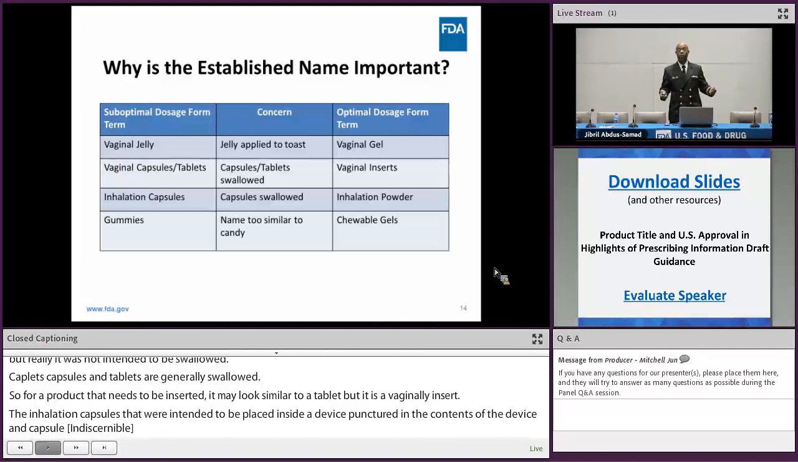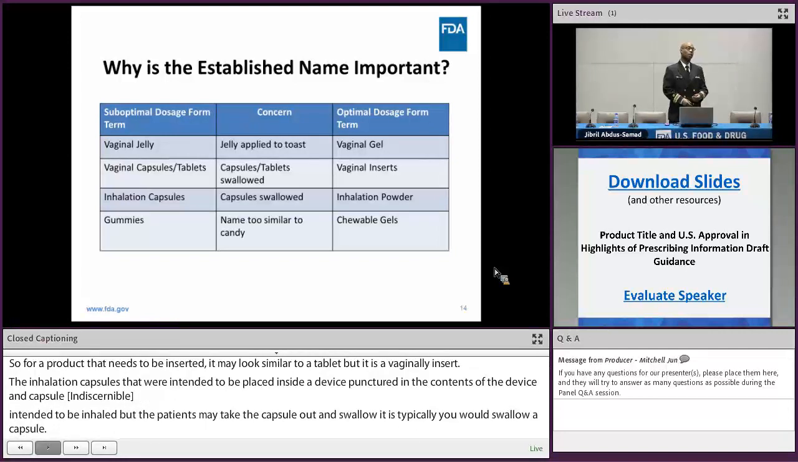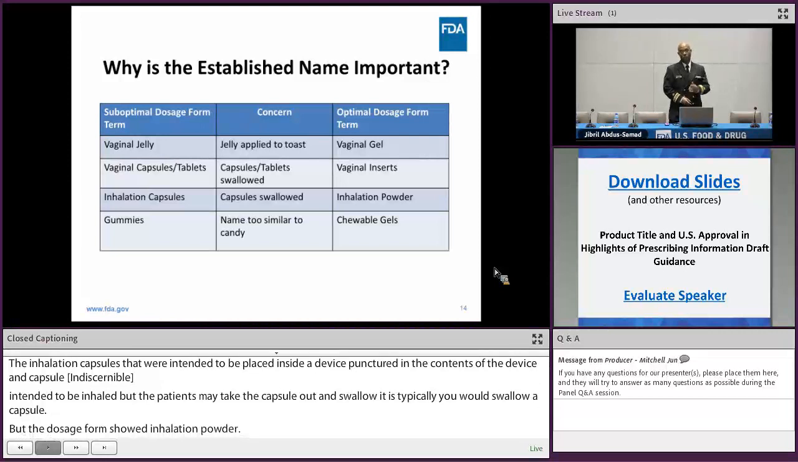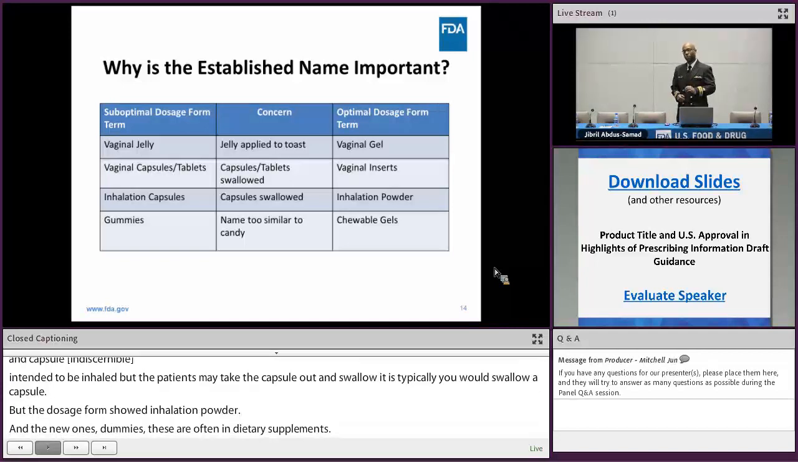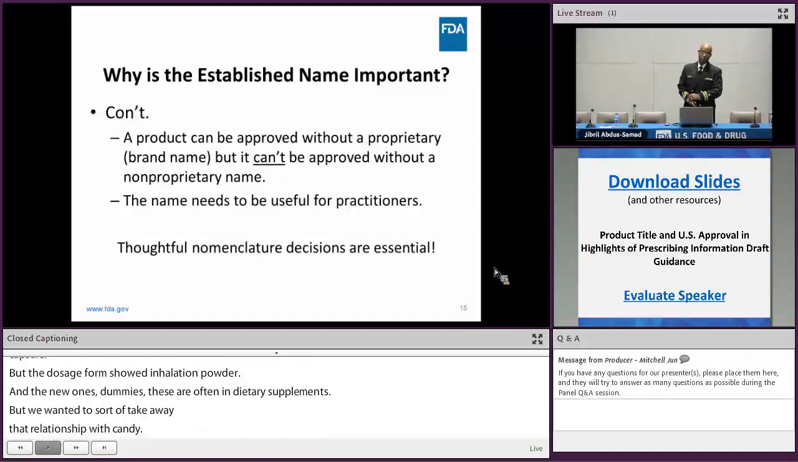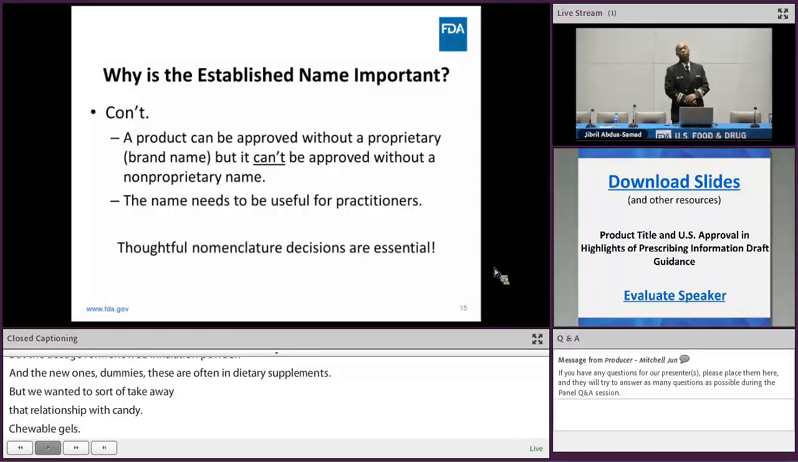And actually a new one, gummies. We see these gummies often in dietary supplements and vitamins, but this is a new dosage form term now. We wanted to take away that relationship with gummies and candy and things like that, so the new dosage form term, and this is in 1151 now, is chewable gels. So products can be approved without proprietary names, without a brand name, but the Food, Drug, and Cosmetic Act requires that the product must have an established name or a non-proprietary name.